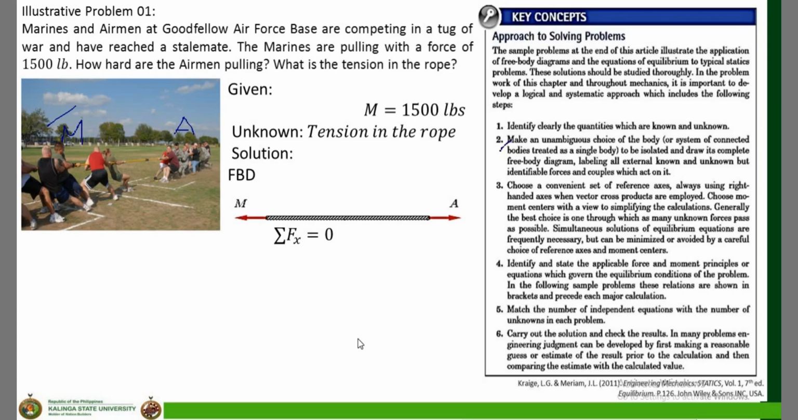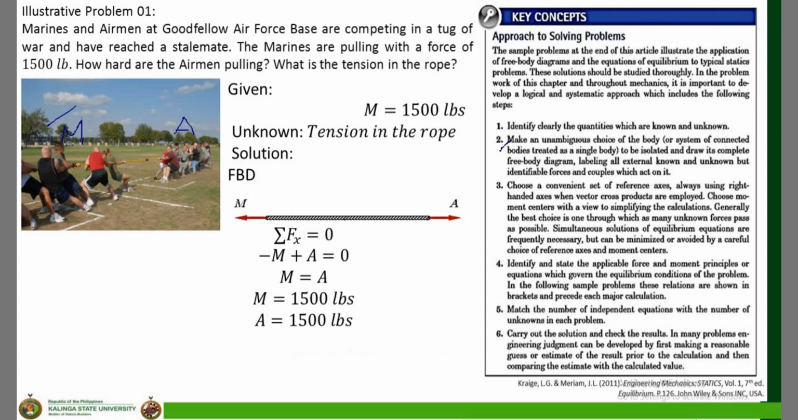So here you can see M is to the left, and A is to the right. So I wrote my equation as negative M, positive A. Right? And given M, therefore I can say that M is equal to A. So given that M is equal to 1,500 pounds, A is also equal to 1,500 pounds. They are the same in magnitude but opposite in direction.